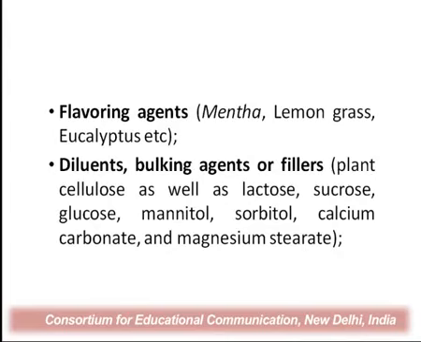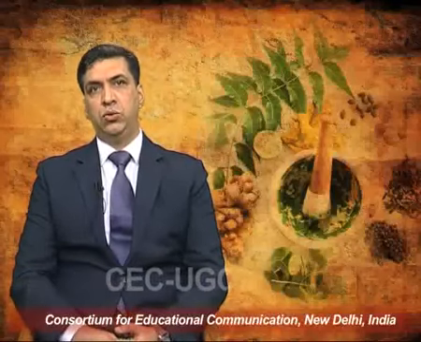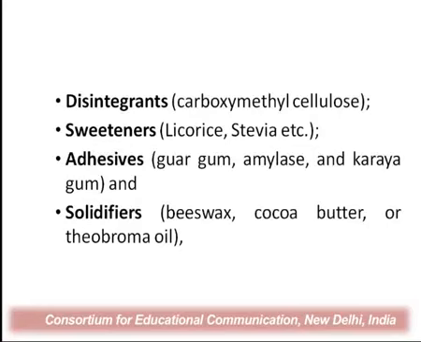These plant products are also used as diluents and bulking agents or fillers. For example, cellulose, lactose, sucrose, and these are being used in the preparations of pharmaceutical formulations like tablets and capsules. Plant products can also be used as disintegrants, which are widely used in tablets. For example, CMC, that is carboxymethyl cellulose.